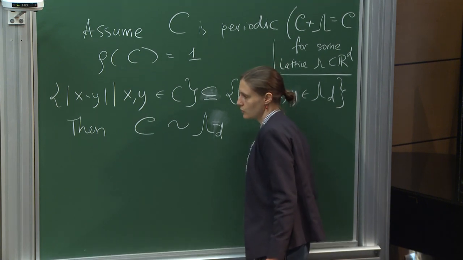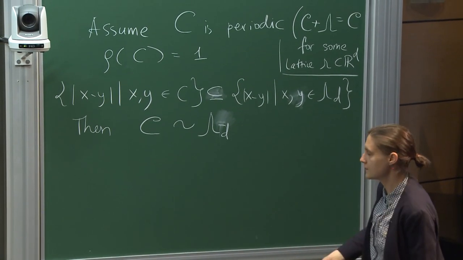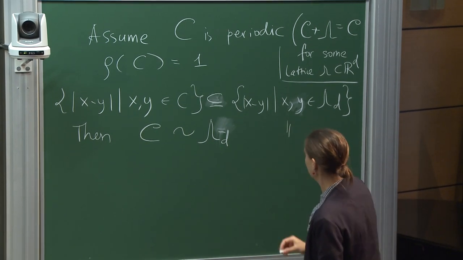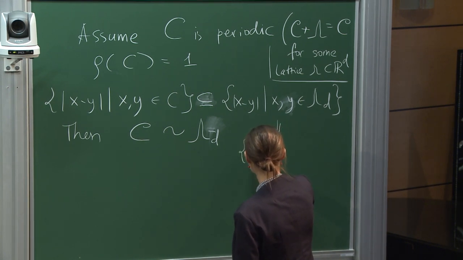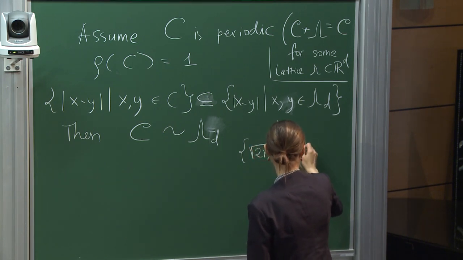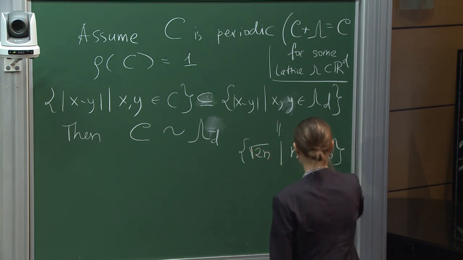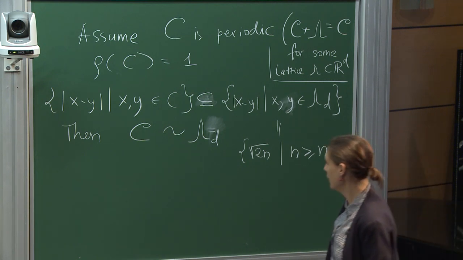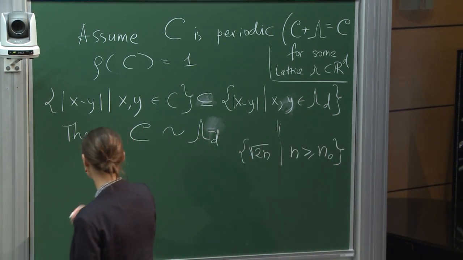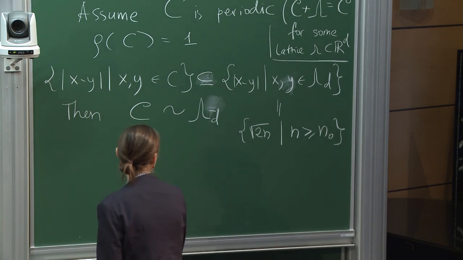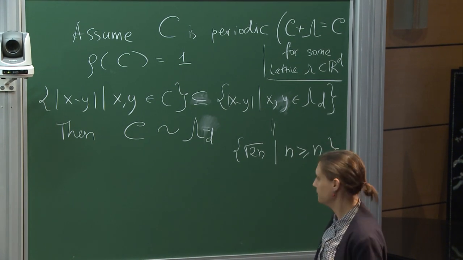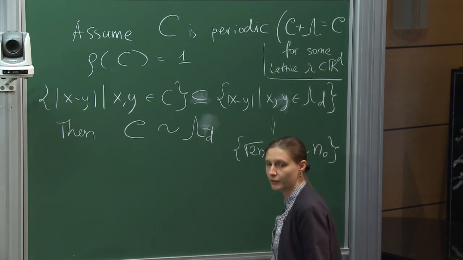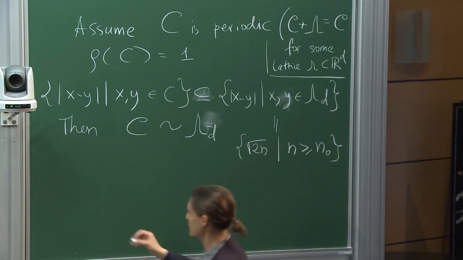And so how do we do it? First we see that this set has a very special arithmetic structure. It is just the set of all square roots of even integers for integers bigger or equal than n0, right? And so for example, it means that the distance squared between any two points is always an even integer.